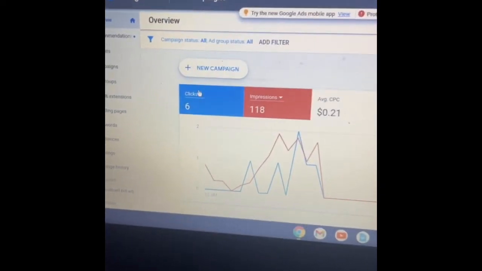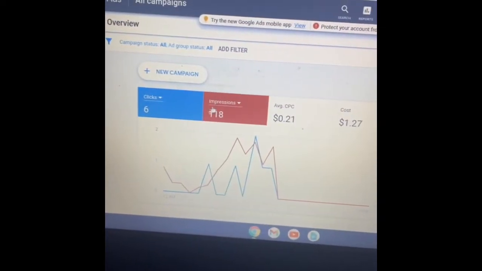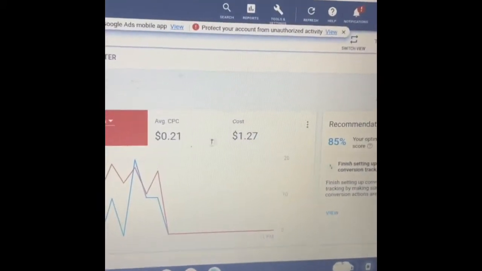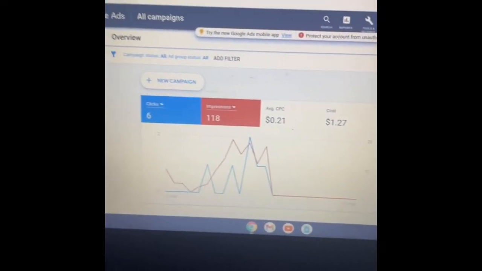All right, we logged into Google Ads right here. As you can see today, 6 clicks, 118 impressions, average 21 cents per click. Only spent $1.27 today. Now we log into my Digistore24 account.